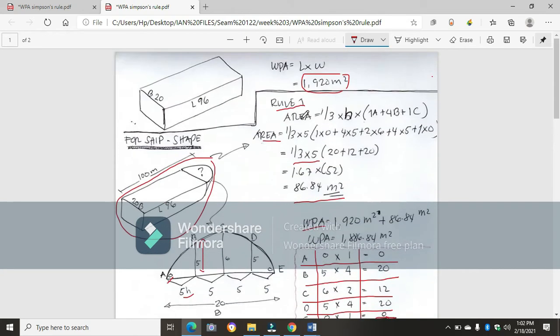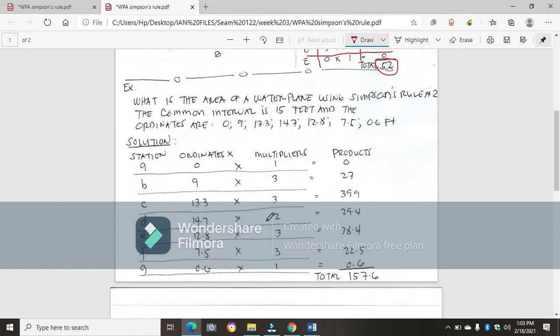So that is for rule 1 of Simpson's rule in finding water plane area. Okay, so now let's go to example number 2. Now we are going to use Simpson's rule number 2. So what is the area of water plane using Simpson's rule number 2? The common interval is 15 feet and the ordinates are 0, 9, 13.3, 14.7, 12.8, 7.5, and 0.6 feet.